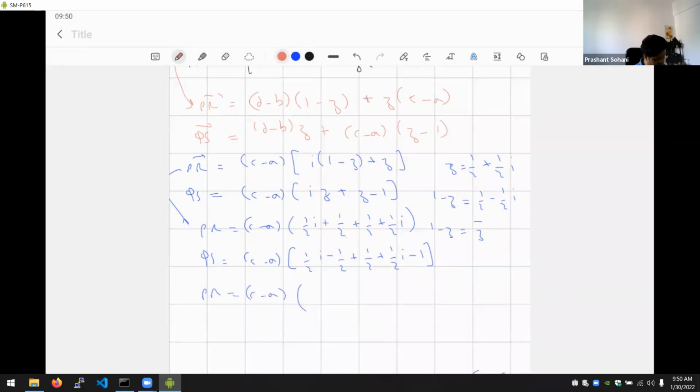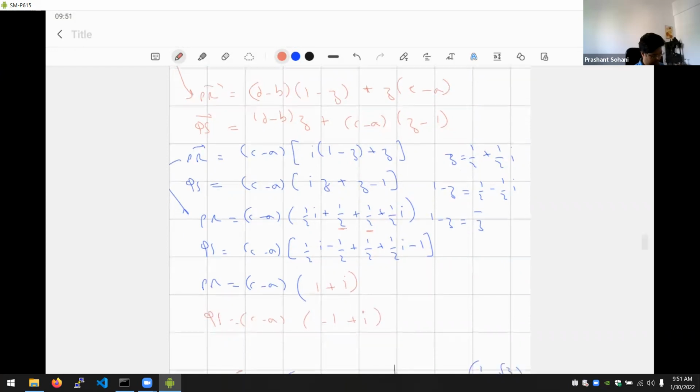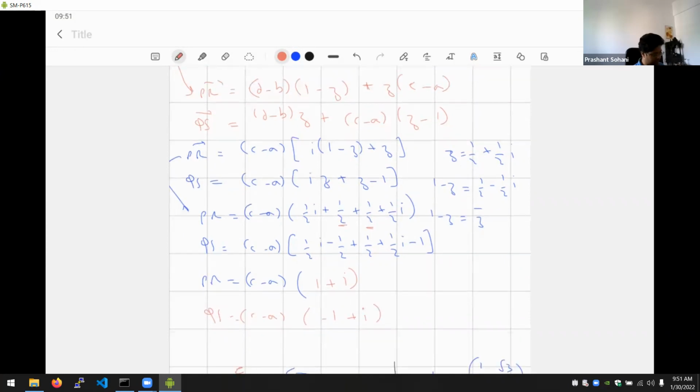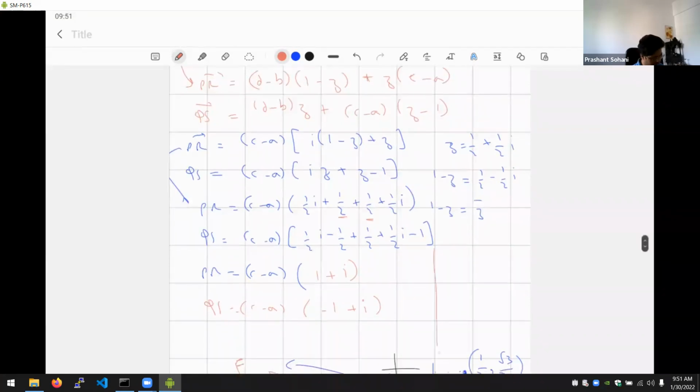Okay, so again, now if I combine the real and imaginary parts, this is half, so this is 1 plus i, and QS is c minus a times minus 1 plus i. Okay, so these are the values I'm getting, 1 plus i and minus 1 plus i. You can check these two numbers on the coordinate plane: 1 plus i is located over here, and minus 1 plus i is located over here. So they are both equal in magnitude, and the angle between them is 90 degrees. So therefore, PR is equal to QS, and PR is perpendicular to QS.